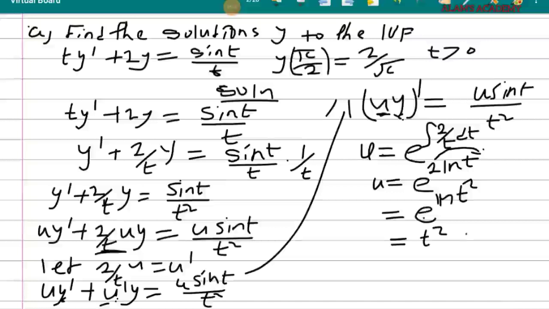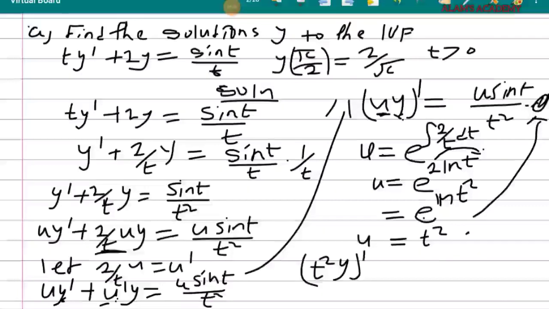Now we substitute this u back into this equation here. So let's say this is equation 1. We substitute u back into that equation, and then we have t squared y all prime is equal to t squared sine of t all over t squared. Now this t squared is going to cancel with this t squared, leaving t squared y prime to be equal to sine of t.